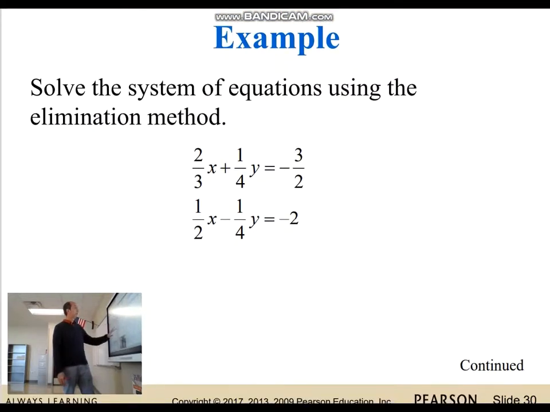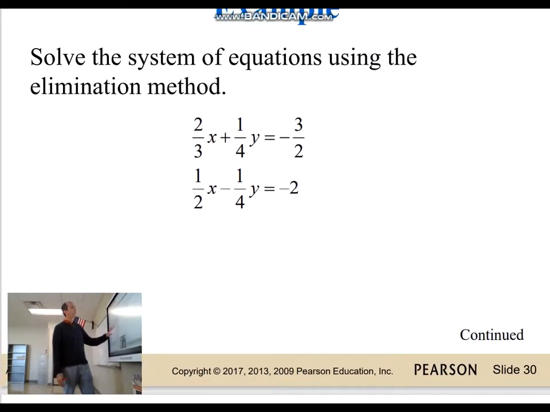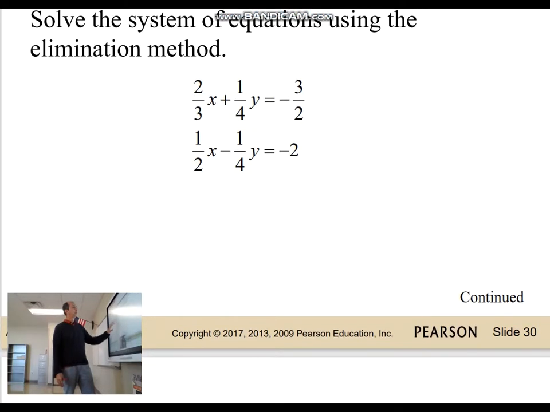Let's try another example here. Solve the system of equations using the elimination method. And check, we have some fractions. I know you get a little scared when you see fractions, right? Oh no, fractions! Don't worry, we will simplify. The first step is to simplify and to try to avoid working with fractions.